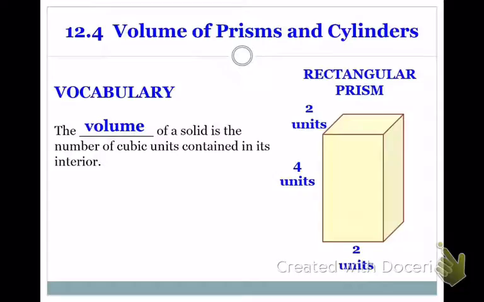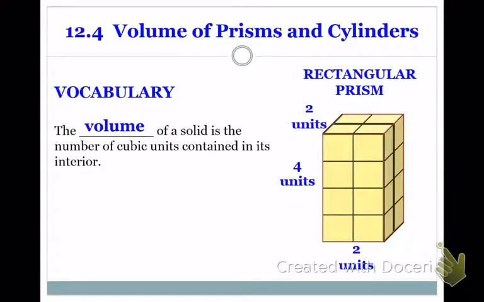The volume of a solid is determined by the number of cubic units contained in the interior. In other words, if we wanted to slide 1 by 1 by 1 sized cubes into a space, it's how many 1 by 1 by 1 sized cubes we'd fit in, right? So all these edge lengths are 1. So if there are 4 cubes high, 2 cubes across, and 2 cubes deep in this space, then the volume would just be counting up those cubes, right?